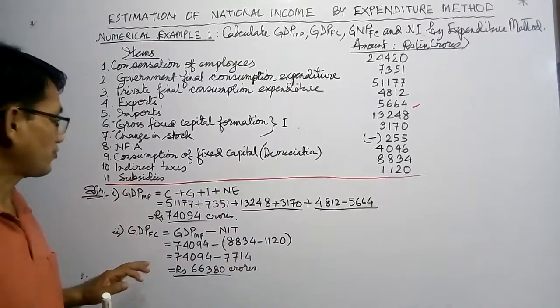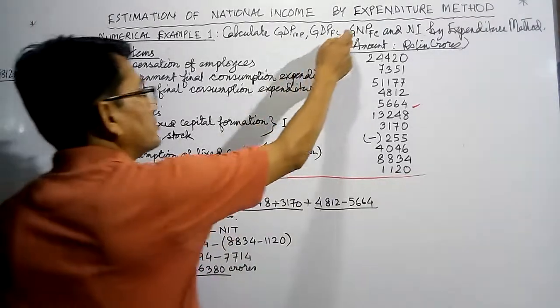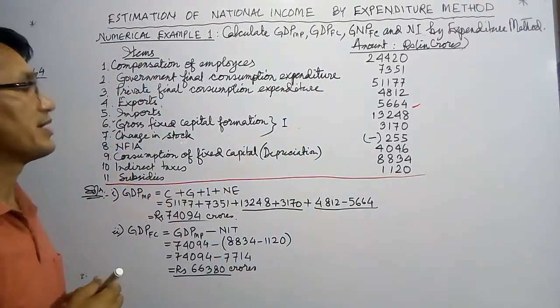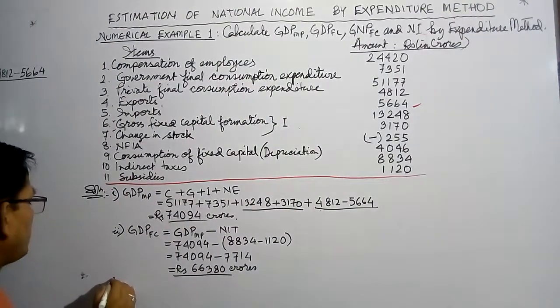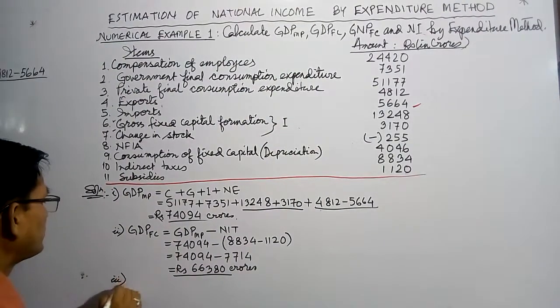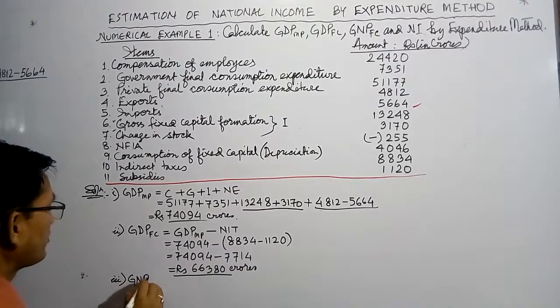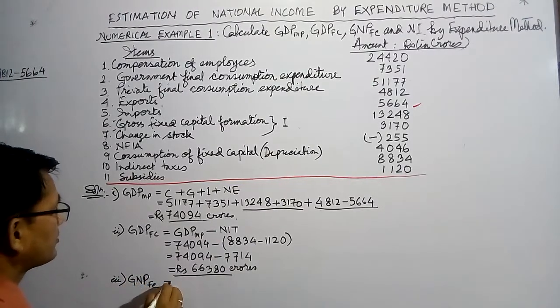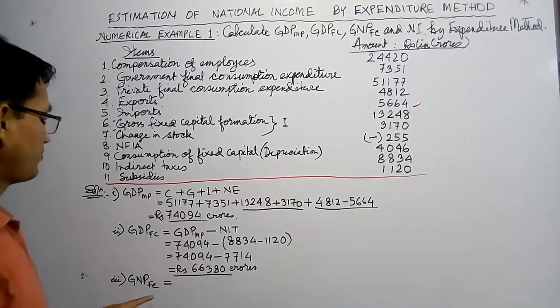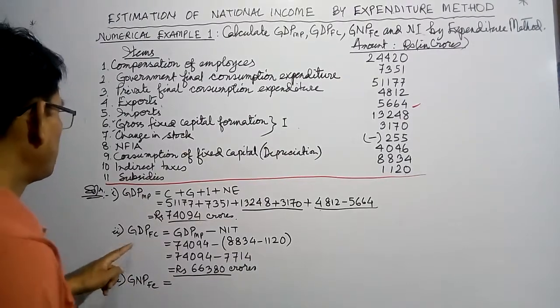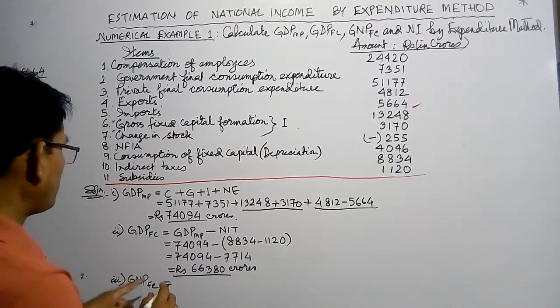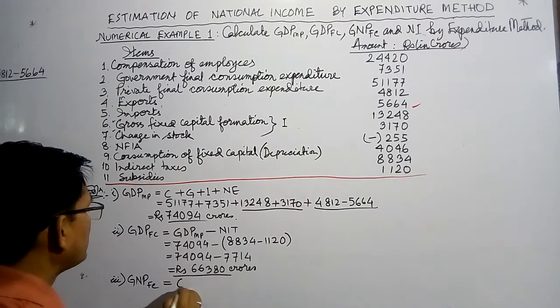Next, let us try to find out the third, that is GNPFC. Number 3, GNPFC. It is visible, right? So GNPFC, from GDPFC we can find out GNPFC.